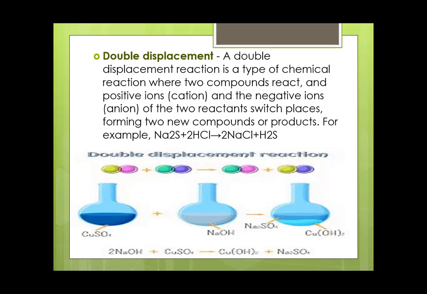Double displacement. Materials. Double displacement type of chemical reaction. 19 test tubes, 10 ml graduated cylinder, test tube racks, spatula, alcohol lamp, tester, rubber tubing.